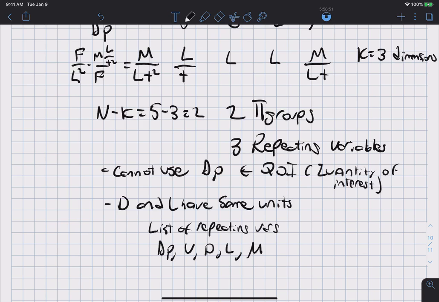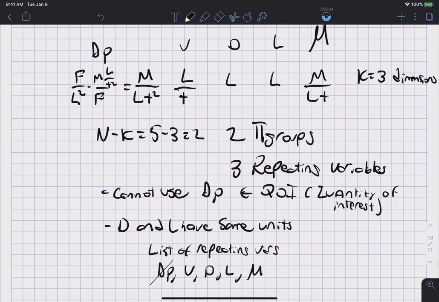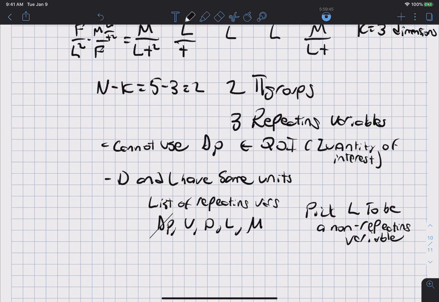So we need to pick 3 of them, and delta P is gone. We can't use that one, and we need all of the units between the repeating variables, and none of them can be repeated. Well, D and L have the same units, so only one of those can be a repeating variable, and one of them must be a non-repeating variable. And since we're going to determine delta P as a function of L, we will pick L to be a non-repeating variable. Okay? And so that means the repeating variables will be V, D, and mu.